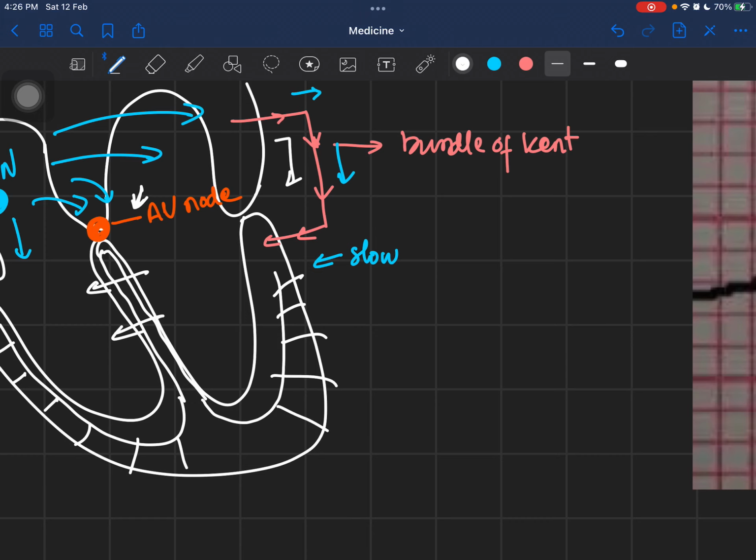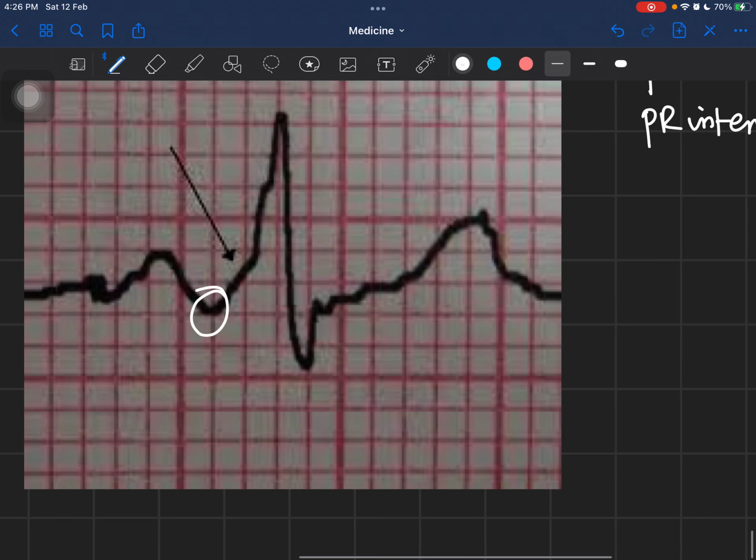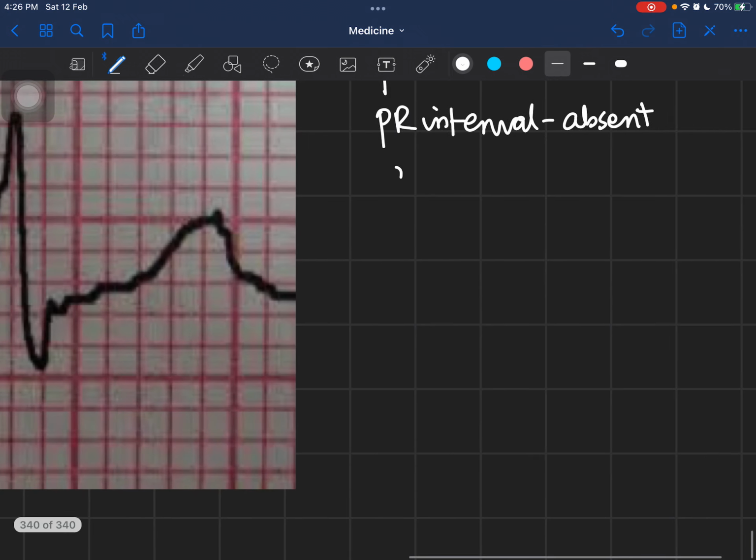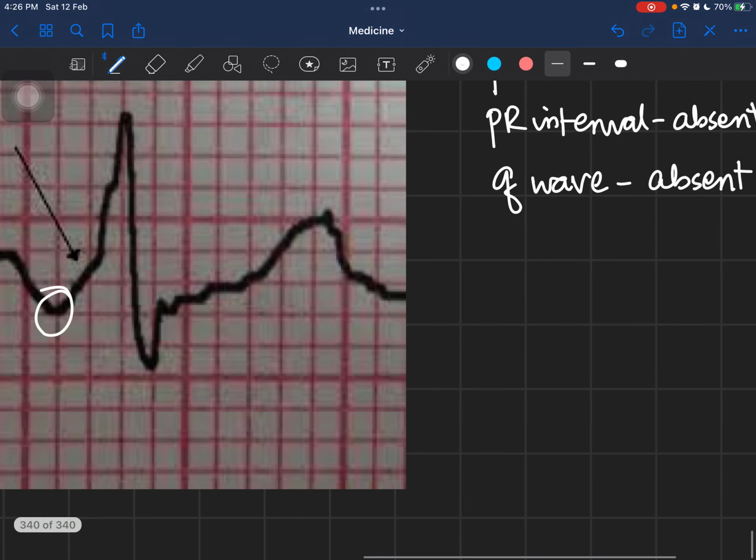So would there be a Q wave? No. So there's no Q wave here. The Q wave would be absent. Now, if the Q wave is absent, we would not say the QRS complex, we would just call it the RS complex.